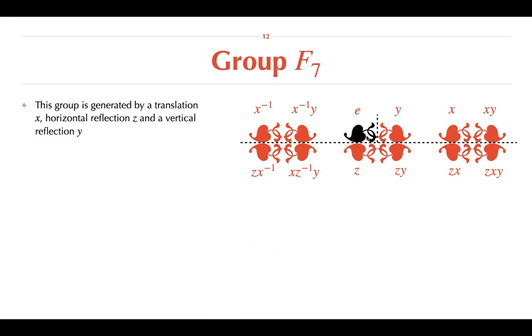Let's say you may start with any sort of translation, for example. Here, this black, when you translate it by some unit, then it goes here. And again, this comes here when you operate it by x inverse. Okay, and then you can also take its reflection about the vertical axis.